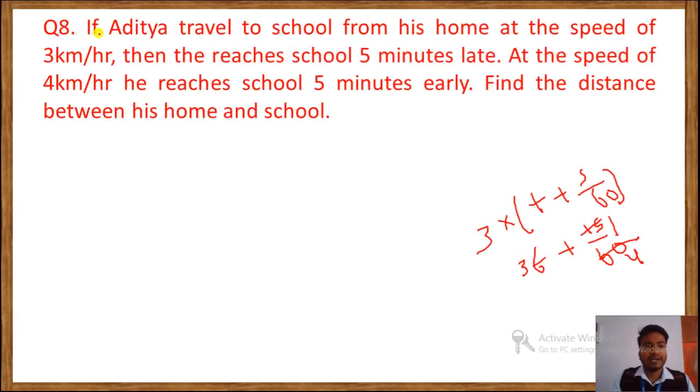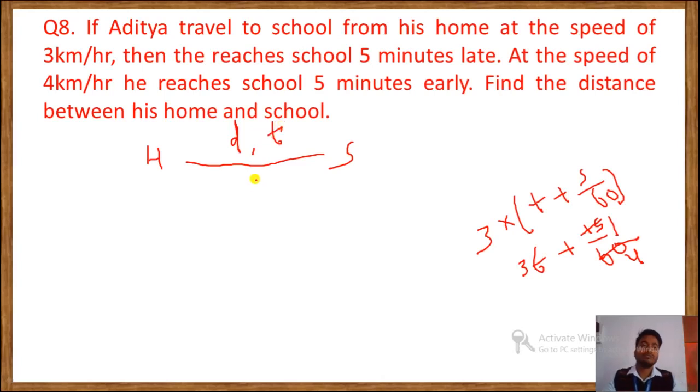Now question number 8. If Aditya traveled to school from his home at the speed of 3 km per hour, then he reaches school 5 minutes late. At the speed of 4 km per hour, he reaches school 5 minutes early. Find the distance between his home and school. So we have to find out the distance between his home and school. So the distance we can take d and time we can take t. This is actual distance and actual time.